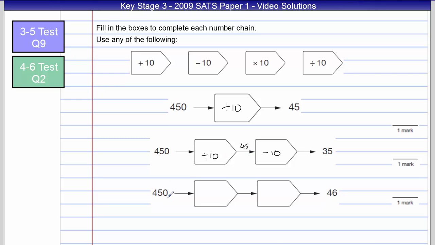To get from 450 to 46, well, we've obviously got to make it smaller. So let's try dividing by 10 to start with. If we did that, we'd get 45, and then there's no way to get to 46 using the things up here, so that would be a bad idea. Okay, like I said though, use trial and error. So let's try something different. Let's add 10. That gets us to 460. And that's good, because now to get from 460 to 46, all we need to do is divide by 10.